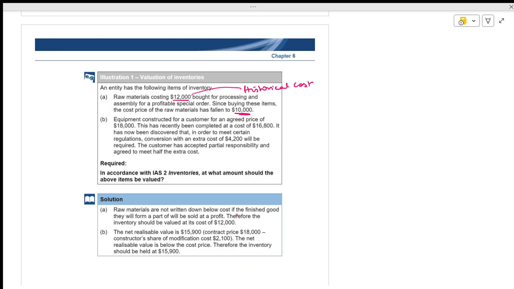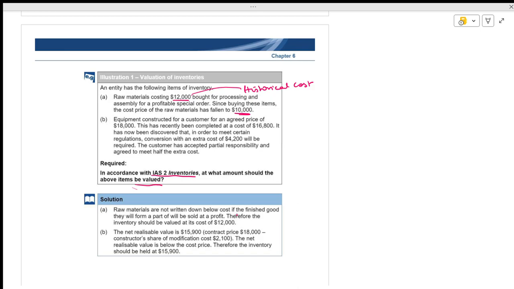See, how we have to show it in accordance with IAS 2 Inventory: at what amount should the item be valued? Lower of the cost, okay? How much is the cost? 12,000. After buying the items, it has fallen to how much? The cost price of raw materials has fallen, fine. Market value has fallen. That's okay.